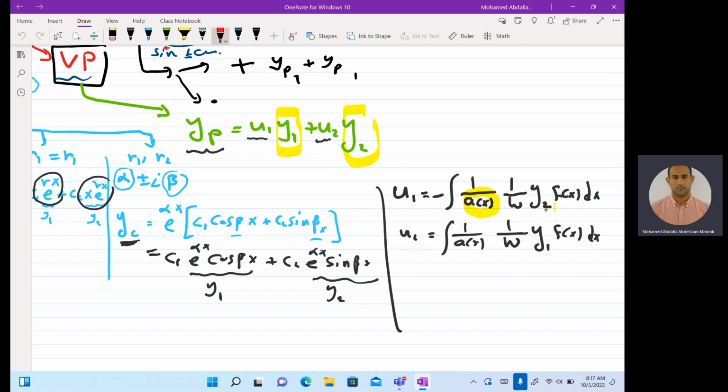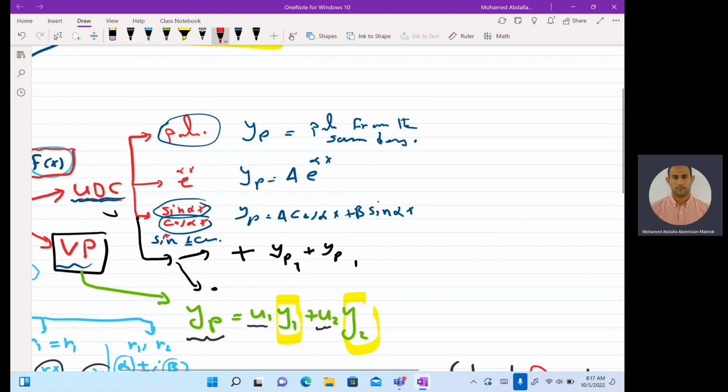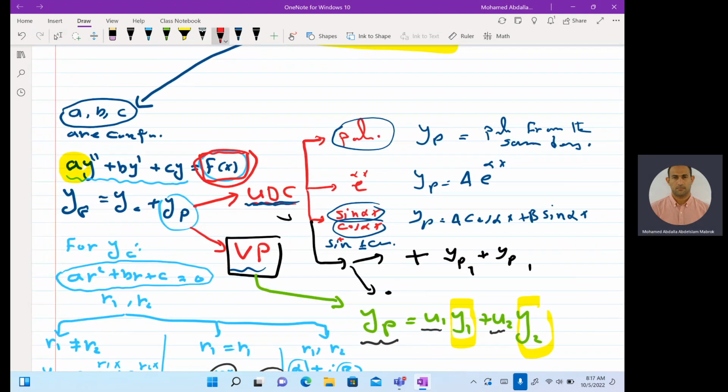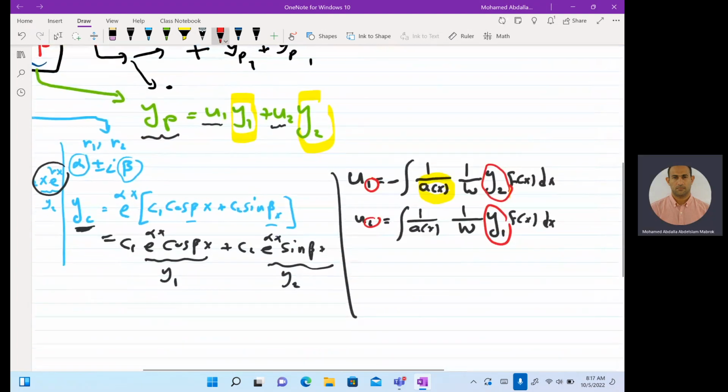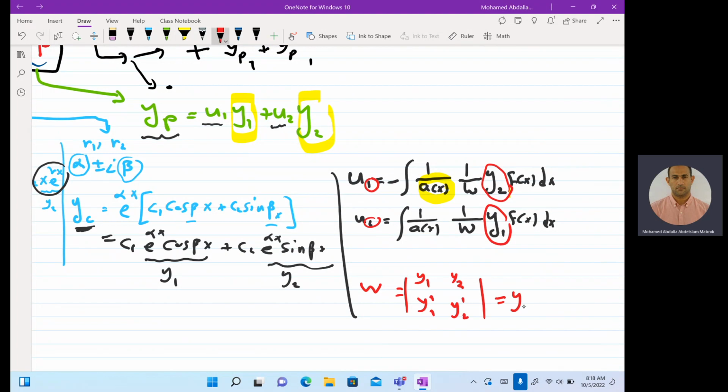So the y1 and y2, be careful. Here in u1 we use y2. In u2 we use y1, and the y2 and y1 we get them from the yc. So we know where to get these. The f of x is your forcing function in your differential equation, that will be given here, which is this part. So we have everything except the w. The w is the determinant of y1, y2, y1 dash, y2 dash, which is y1 y2 dash minus y2 y1 dash.